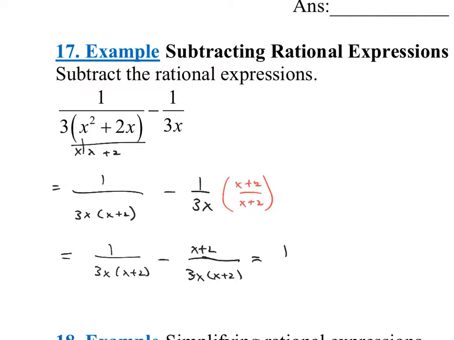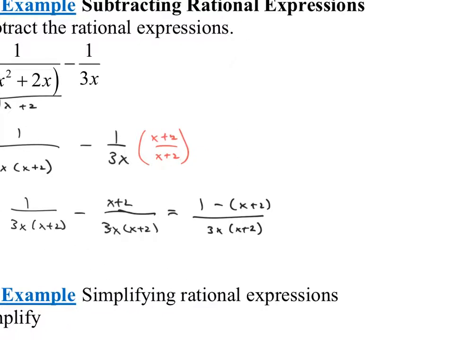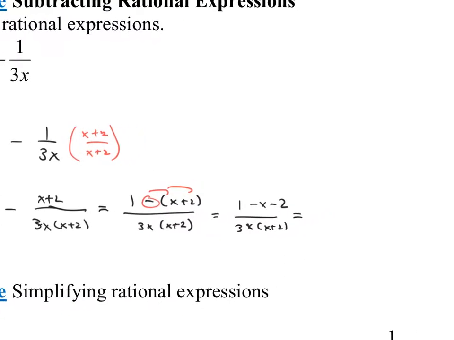Hopefully you catch it here. We have to put those parentheses around that x plus 2 when we subtract it. You've got to put those parentheses there. And again, why it is so important is because we need to distribute that negative to both of those terms. So what I really have on top is 1 minus x minus 2, all over 3x times x plus 2. Let's write that in proper form here.